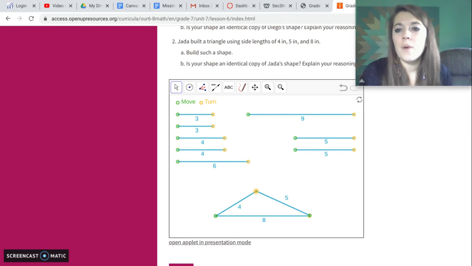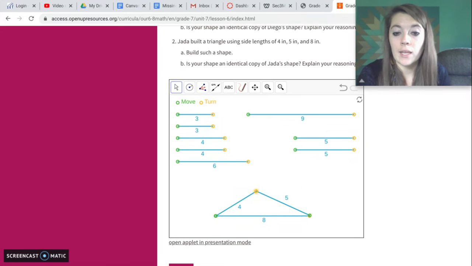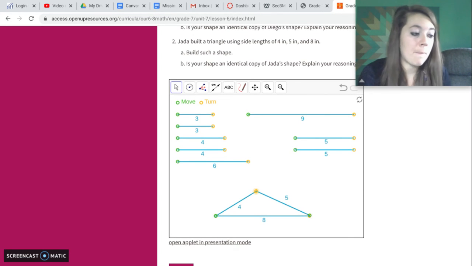Now, is there another way that we could have formed this shape? No. So with triangles, we have a lot less flexibility. They're more rigid, they're not floppy, because there's no way to change the angles to make a different shape with these side lengths. So no matter what we did, we would end up with these exact same angles no matter how we changed our triangle. So yes, our triangle is most likely, it should be anyways, identical to Jada's triangle because it's not floppy. There's no way to change the angles to make different triangles with these side lengths.